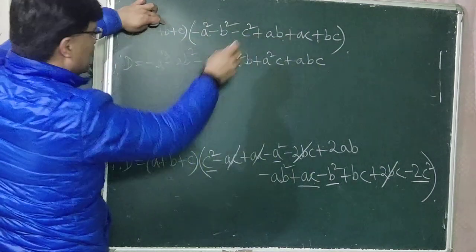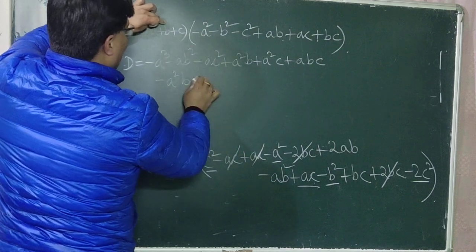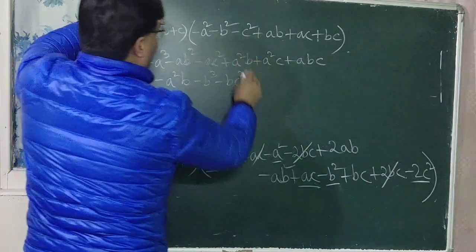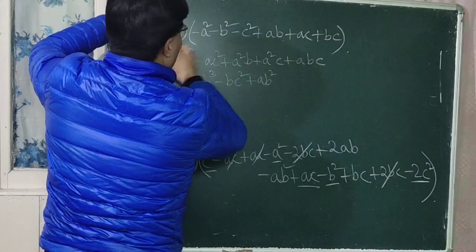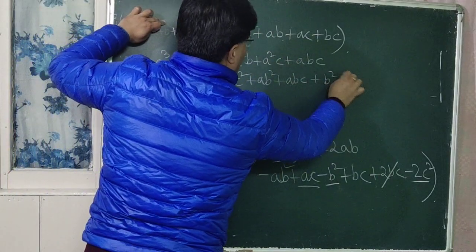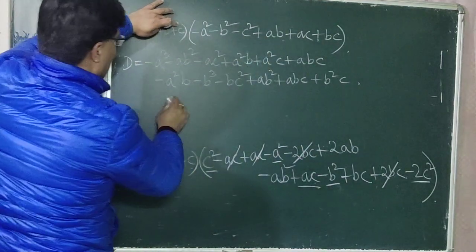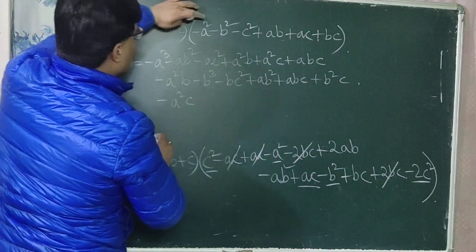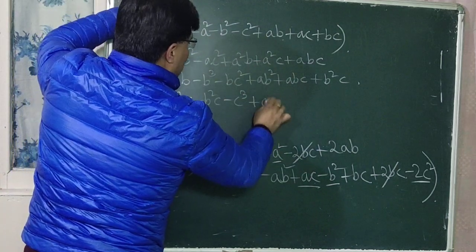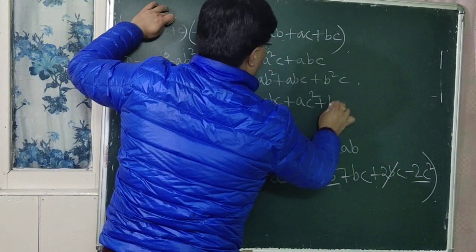Next, multiply by B: minus A square B minus B cube minus BC square plus AB square plus ABC plus B square C. Is that right? Okay. Now multiply by C: minus A square C minus B square C minus C cube plus ABC plus AC square plus BC square, right?